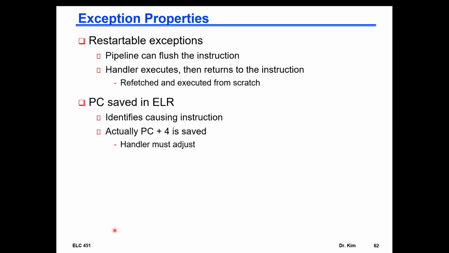So again, remember that we can have restartable exceptions, which means we just flush the pipeline, execute whatever the handler needs to do, and then restart the instruction. And that we save the PC in the exception link register, which is what identifies the causing instruction. Also the next PC, which is PC plus 4, is also saved, and the handler must adjust that if it's going to restart the instruction. So that's a small point to take there.